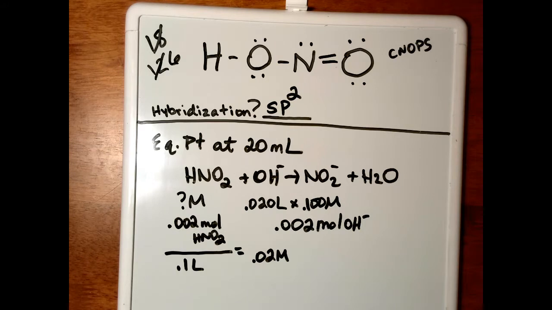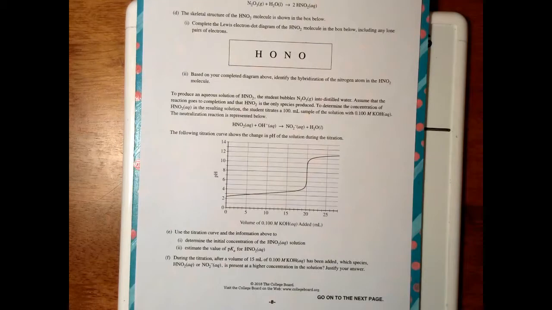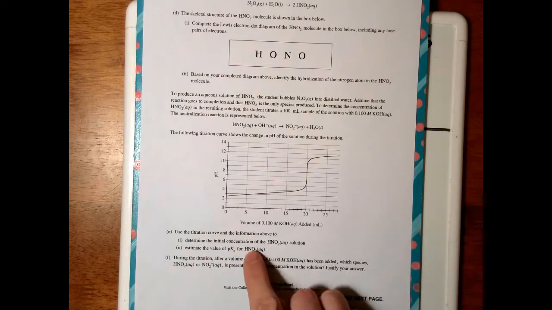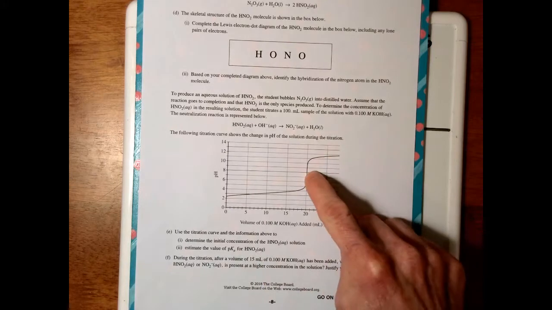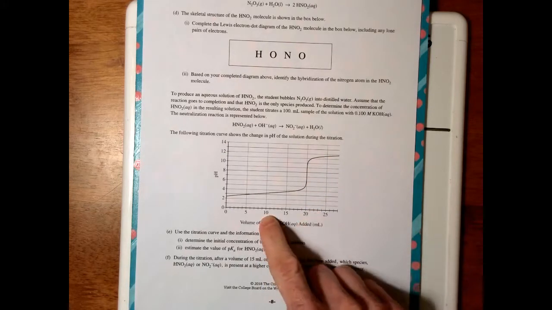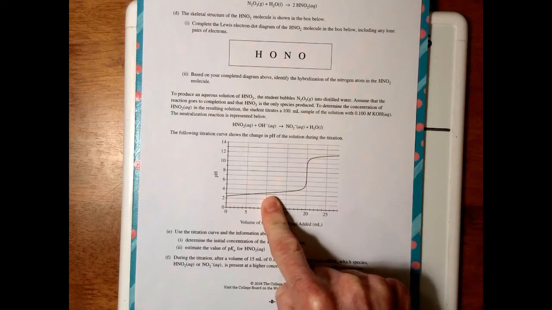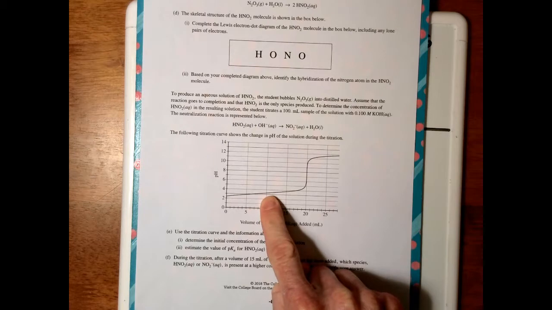So now we go back to the problem, and we are asked to determine the value of the pKa. P means negative log of. We want the negative log of the Ka for this acid, weak acid. Well, here's the equivalence point at 20. If we go back to 10, this is the halfway to the equivalence point, which is a really nice, important thing to look at.